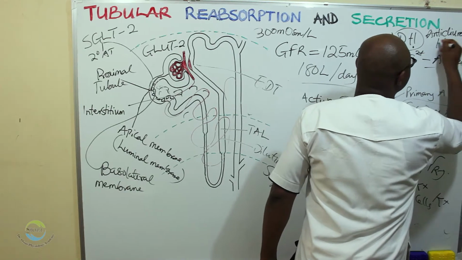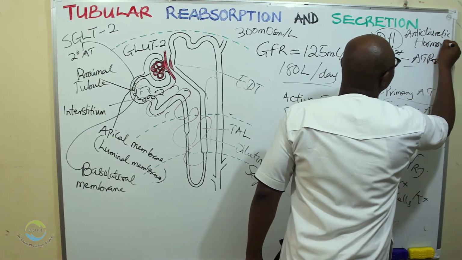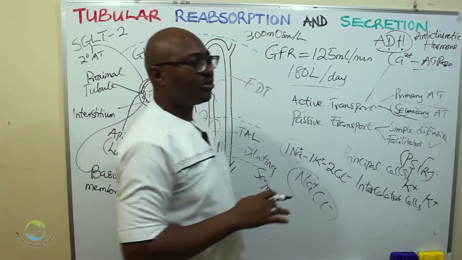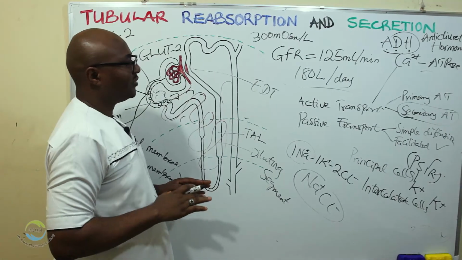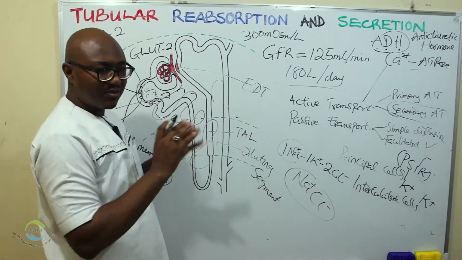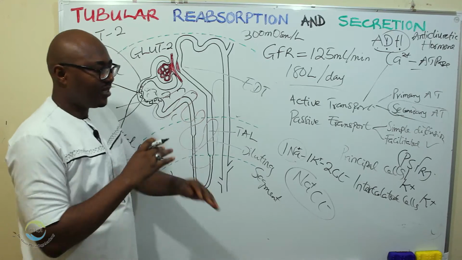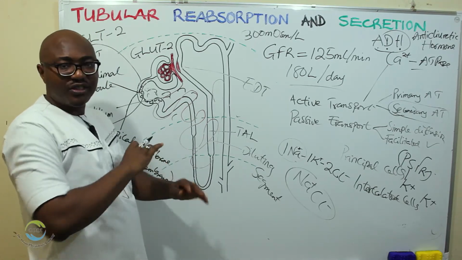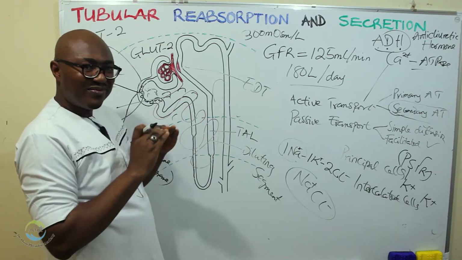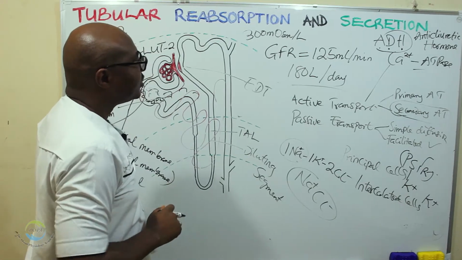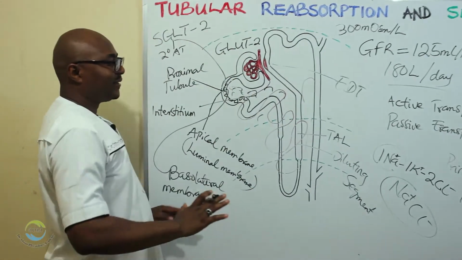Antidiuretic hormone, known as ADH for short. It has another name called vasopressin because at some concentrations, it helps to constrict blood vessels. Vasopressin, okay?